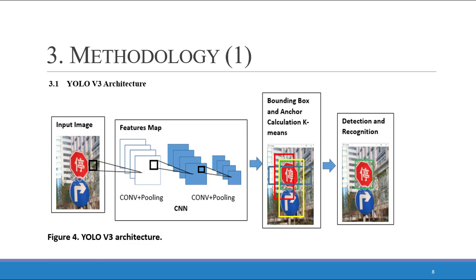YOLO predicts multiple bounding boxes per grid cell. To compute the loss for the true positive, in this research, we select the one with the highest IOU with the ground truth. This method leads to specialization among the bounding box predictions.